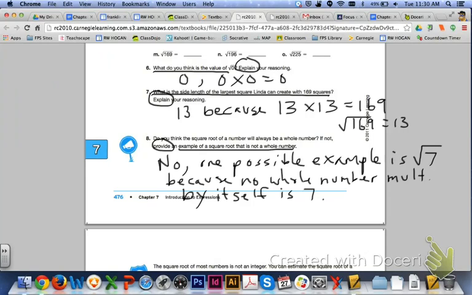For number 8, do you think the square root of a number will always be a whole number? If not, provide an example. The square root of a number will not always be a whole number. Just one possible example is the square root of 7 because no whole number multiplied by itself is 7.